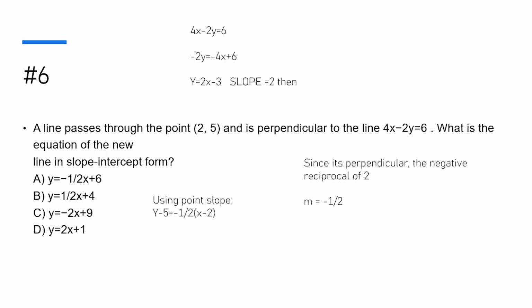And using point-slope form, y minus y1 equals m times x minus x1. So we have y1 and x1, and now you can just substitute negative 1 over 2 times x minus 2. That gives negative 1 over 2x plus 1, since it's half of 2. Then you bring y1 to the other side, which is plus 5, and it's going to end up giving you y equals negative 1 over 2x plus 6. And the answer for that is B.